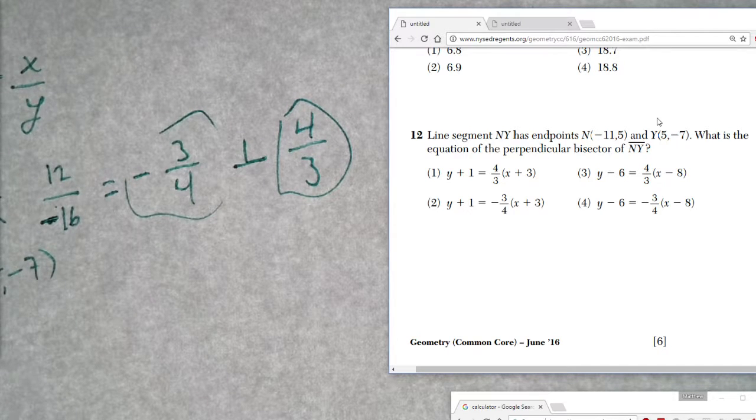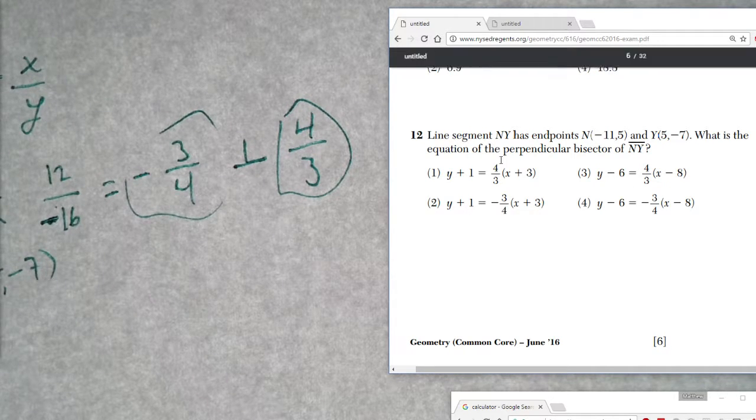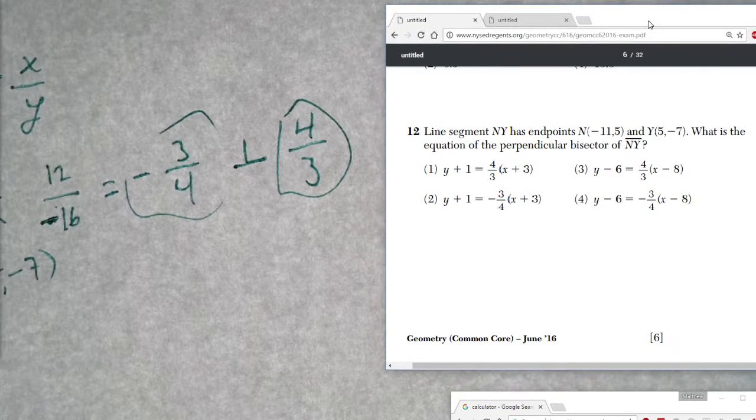Well, so let's see if I can get it down here. I see 2 of my answers over here have 4/3, so I'm split between these two answers, answer 1 and answer 3. What I want to do though is get these two equations into slope-intercept form, and that's going to help me figure this out a little bit more. So let's do that.